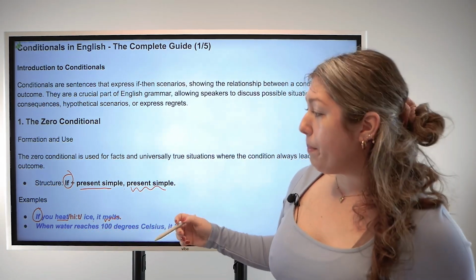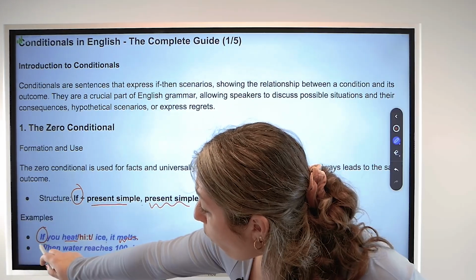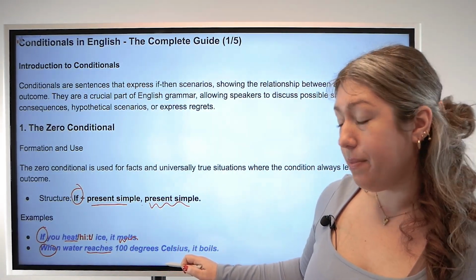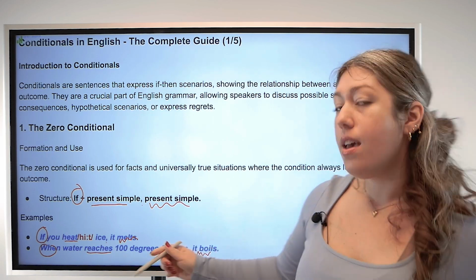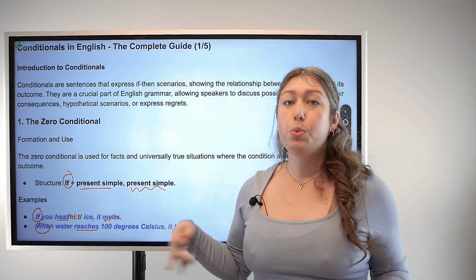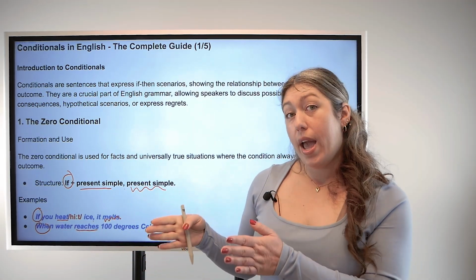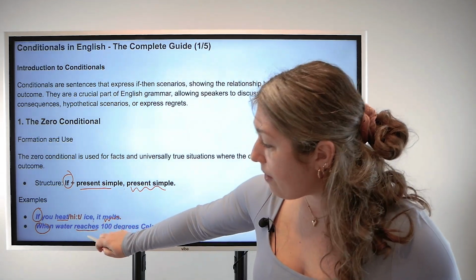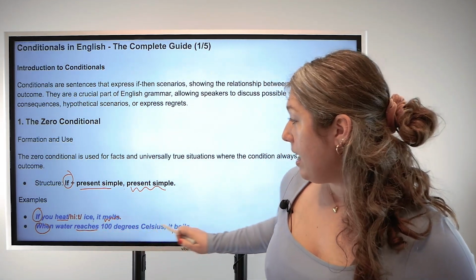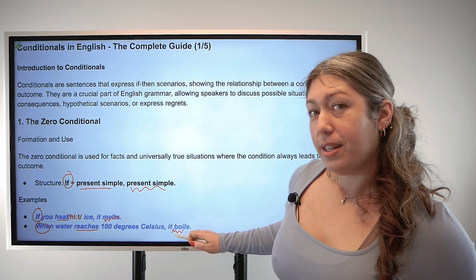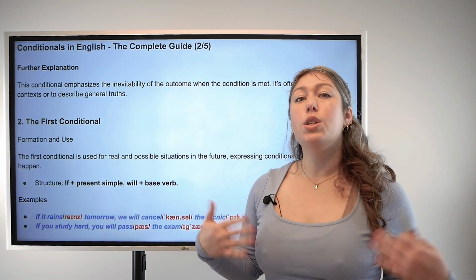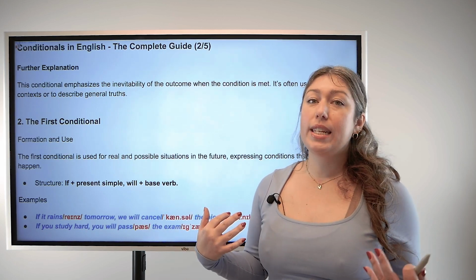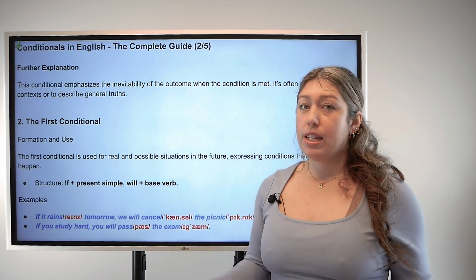Let's look at another example. When water reaches 100 degrees Celsius, it boils. Sometimes with zero conditionals, you will hear native speakers use when instead of if, and that's totally common. So we have, again, present simple, reaches, and present simple, boils. So with zero conditional, it's normally used when we're talking about scientific topics because it's expressing truths and universally true scenarios.